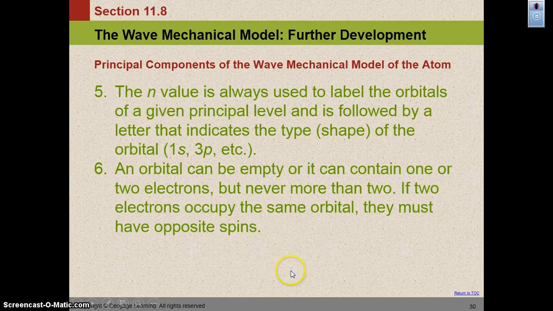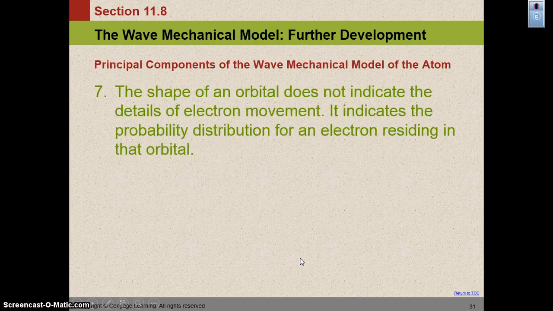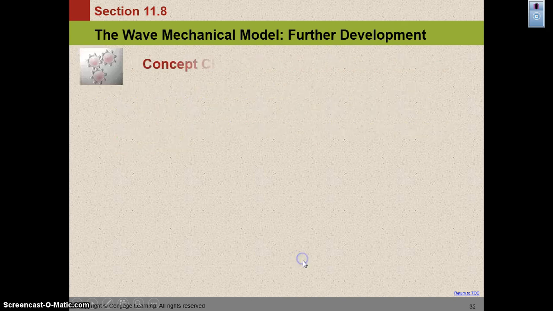An orbital can be empty or it can contain 1 or 2 electrons, but never more than that. If 2 electrons occupy the same orbital, they must have opposite spins because they're going to repel each other. The shape of an orbital does not indicate the details of electron movement. I can tell you that it's an s or a p orbital, but that doesn't tell me where the electrons are, because it's a probability cloud, or a probability region, that they exist in. So it indicates the probability distribution for an electron residing in that orbital.